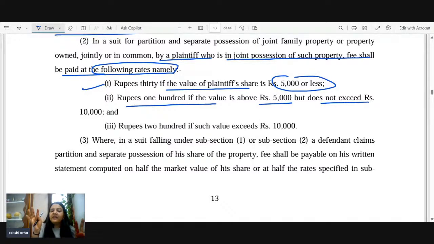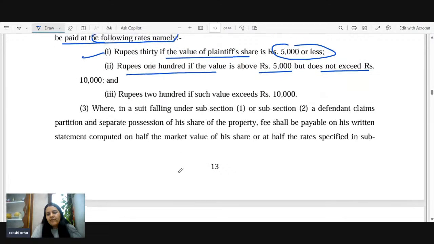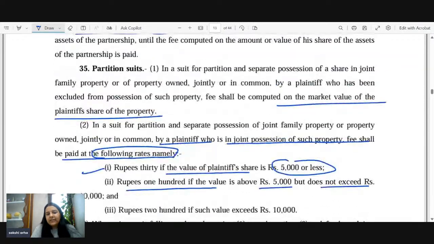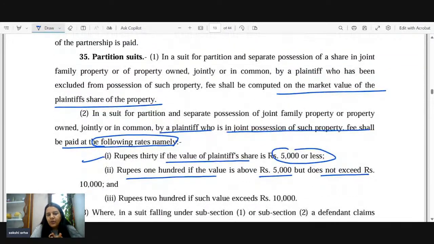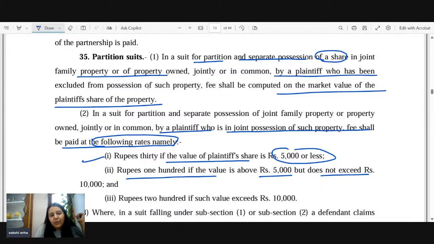See, हमने ये सब पहले पढ़ रखा है. Okay, 5,000 से कम है तो 30 rupees, उससे ज्यादा लेकिन 10 से कम है तो 100 rupees, अगर 10,000 से ज्यादा है तो 200 rupees. Okay, but see, there's a difference between subsection 1 and subsection 2. What is that difference? Subsection 1 कहता है in a suit for partition and separate possession of a share in joint family property, okay, by plaintiff who has been excluded from the possession of such property.